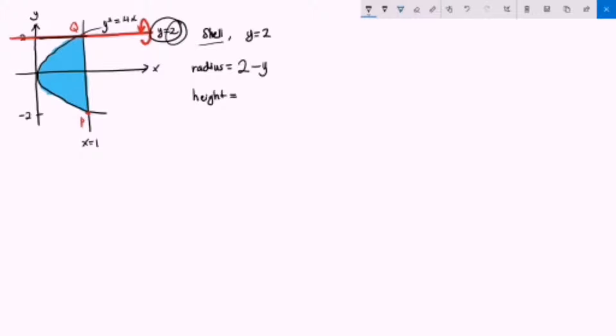The height in this case is given by right minus left. So the right function is given by x equal to 1. This is the function in terms of y. So this is the right function, minus the left function, which is of course this one. This left function is given by y squared equal to 4x, but we want to make it in terms of y. So we have to make x the subject. So we'll have y squared over 4. So the left function is actually y squared over 4.